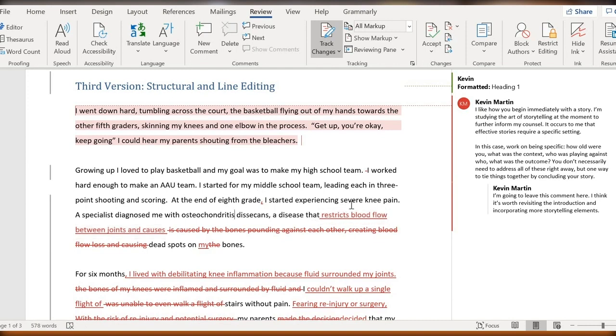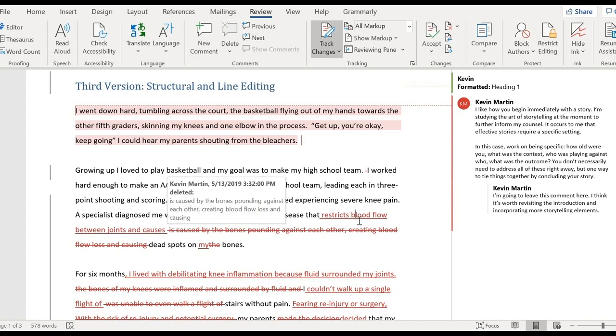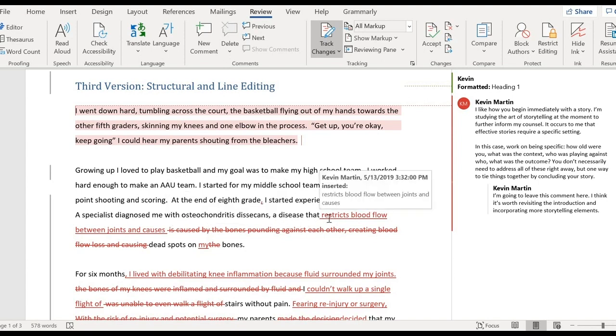And then it's always a good idea, if you're going to use medical jargon or technical jargon, to do a brief description of what that means. So we know that osteochondritis dissecans is a disease that restricts blood flow between joints and causes dead spots on my bones. They had a description earlier, but it was quite long and convoluted. It was in the passive voice, caused by. So instead, a disease is the agent, restricts is the action, and blood flow is the object of the action that's receiving.